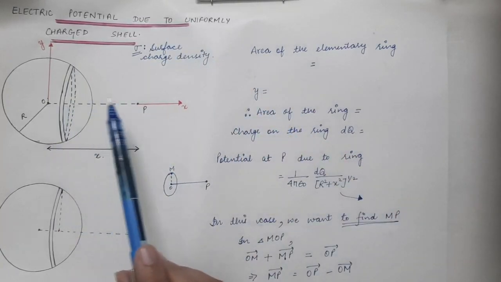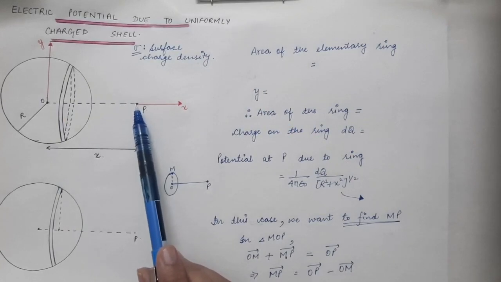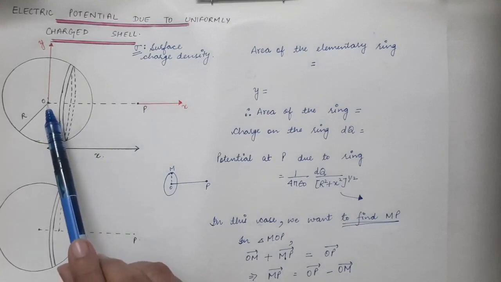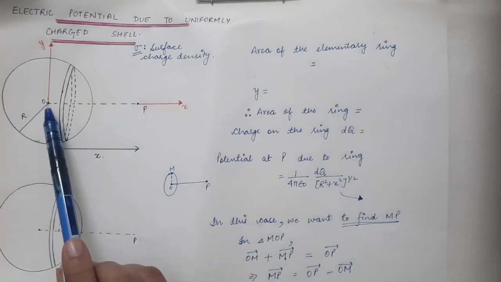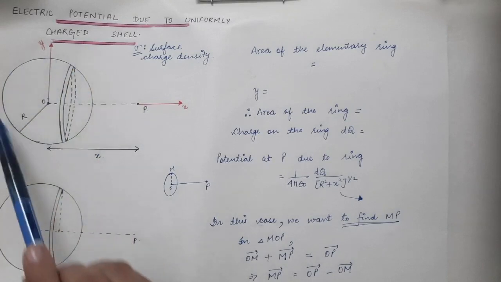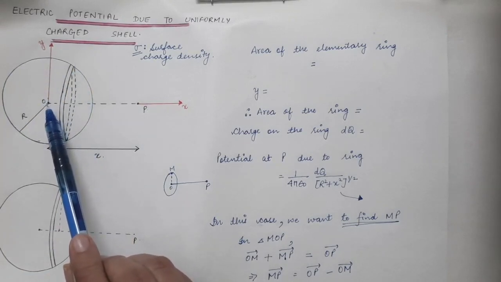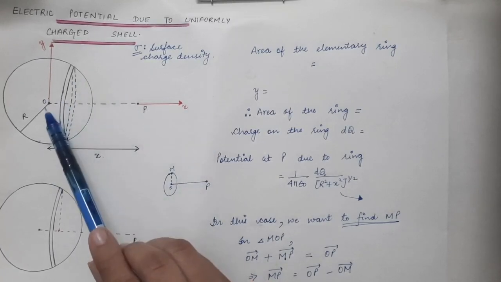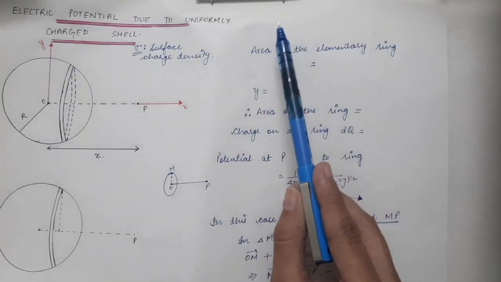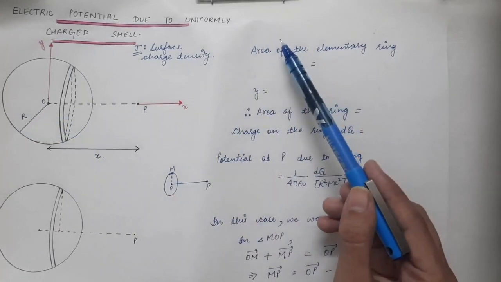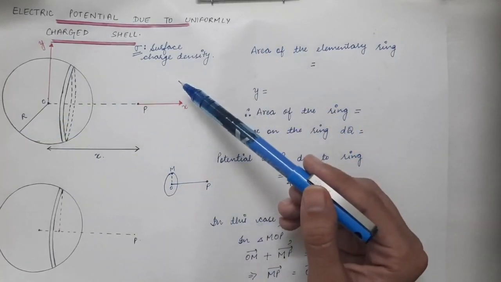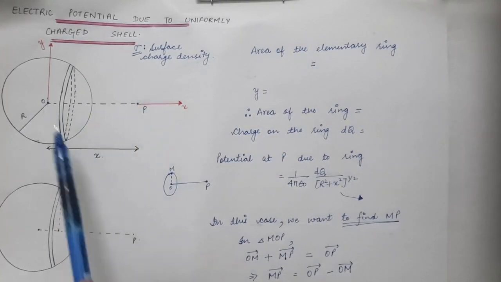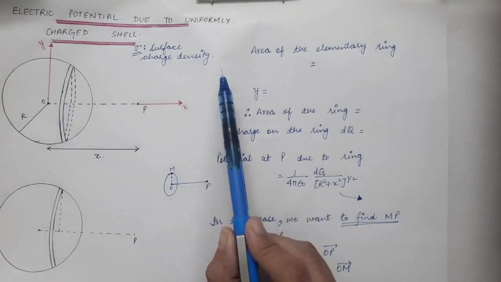Now we are going to find out the electric potential at point P. This is the observation point, and it is at a distance of x from the center of this shell. O is the center of this shell, and O is also the origin of the coordinate system. Towards this direction we have the x-axis, and in the vertical direction we have the y-axis. We will also have the z-axis over here, so this is a three-dimensional picture. We are going to find the electric potential at point P, which is at a distance of x from the center of the shell.